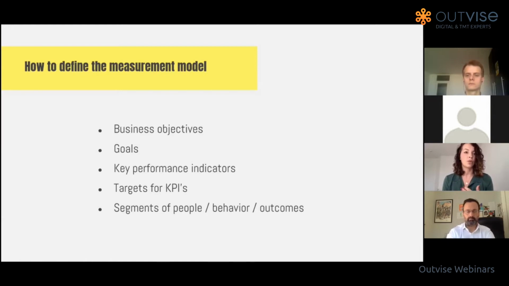So then you have a very defined and lean structure of your measurement model, because you came from the very general, very big business objective and broke it down to goals, KPIs, targets, and segments. And then when you get the data, you know how to analyze it, you know how to take it, and what it will be telling you.